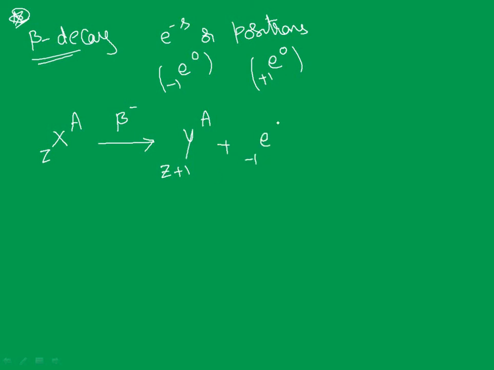Electron, beta minus, and of course it gives us nu bar plus Q. Look here, a new particle, a neutral particle we are speaking about. This is called antineutrino. So emission of a beta particle is nothing but a neutron being transformed into a proton and an electron with emission of antineutrino.